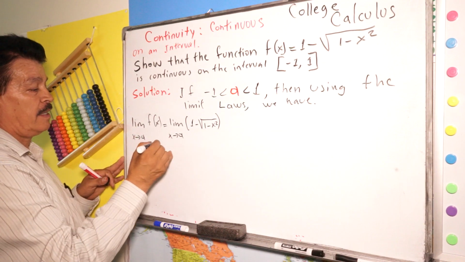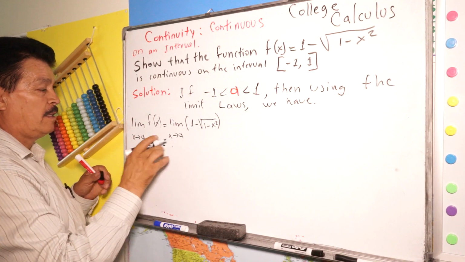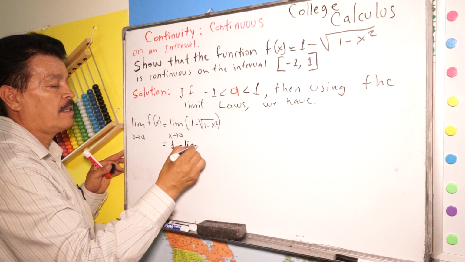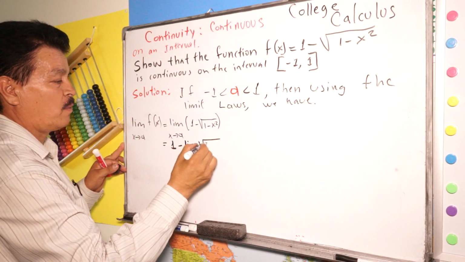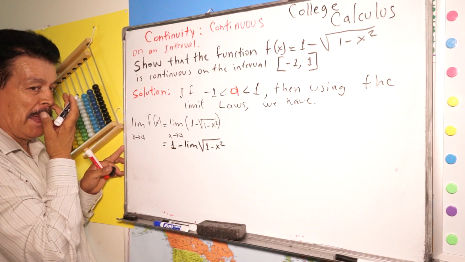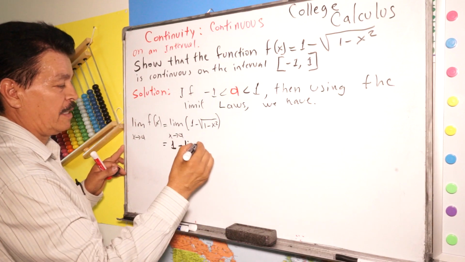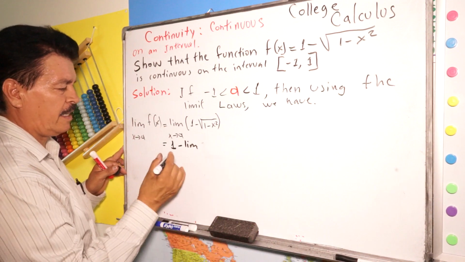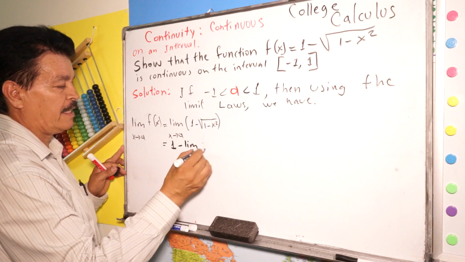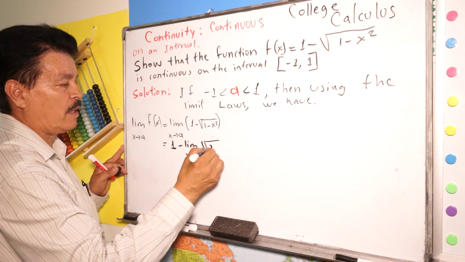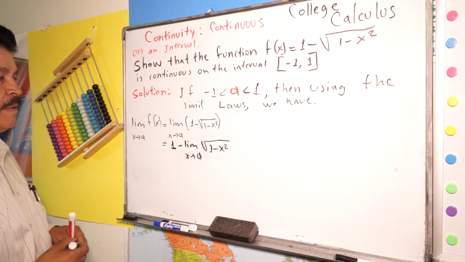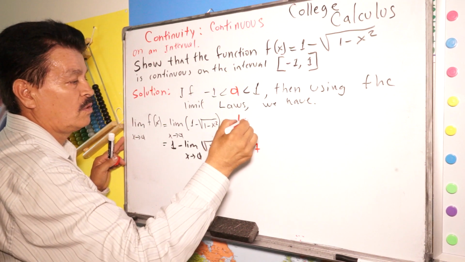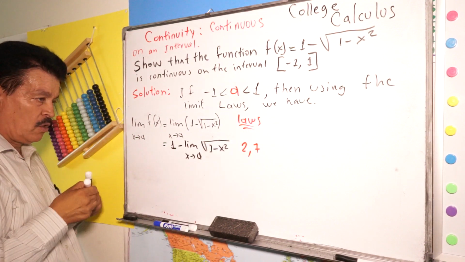The second step: this equals 1 minus the limit, as x approaches a, of the square root of 1 - x². This uses laws 2 and 7.